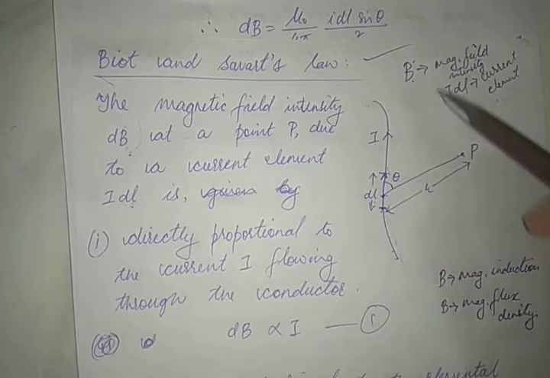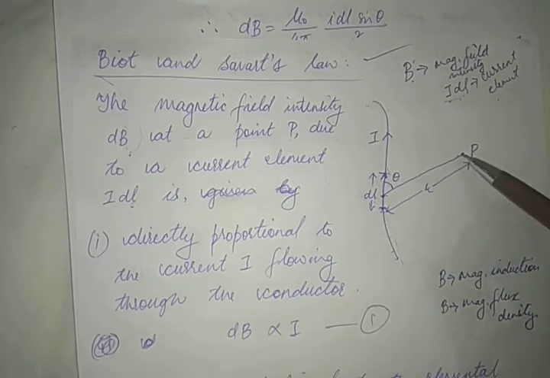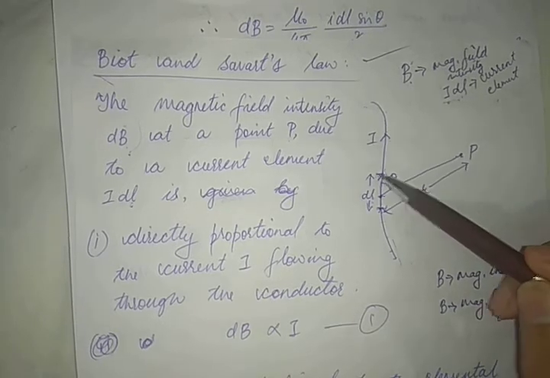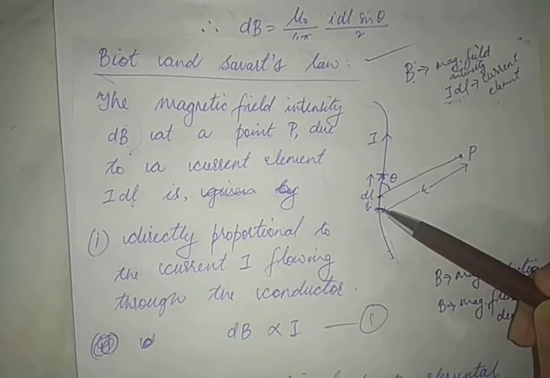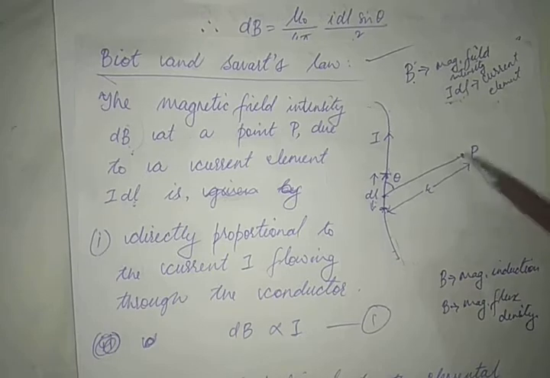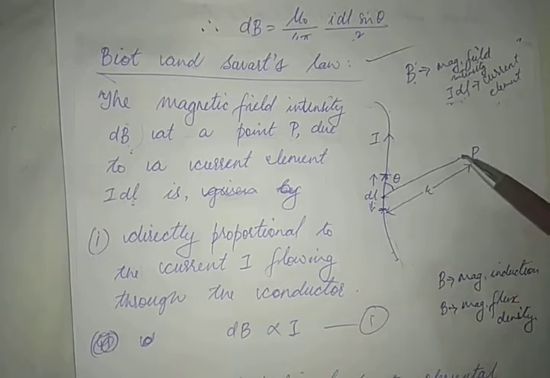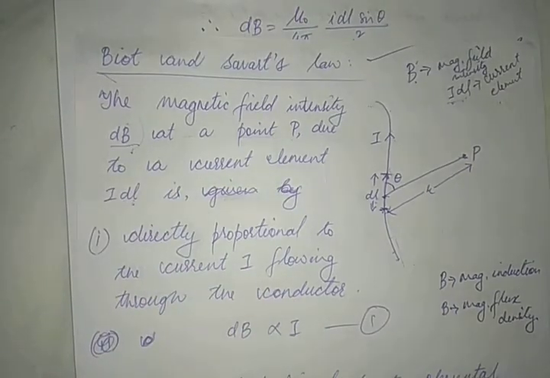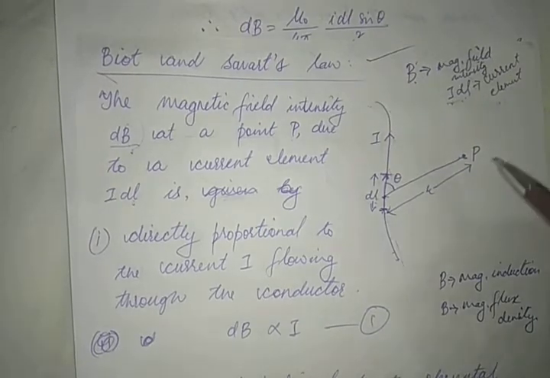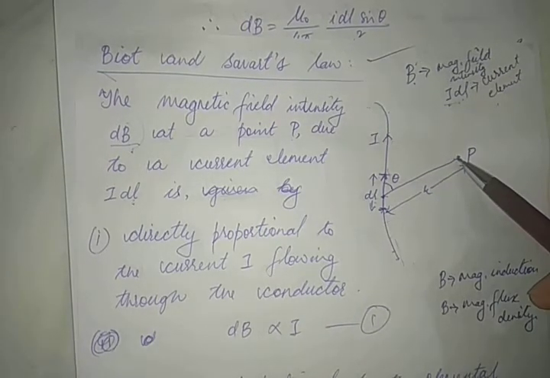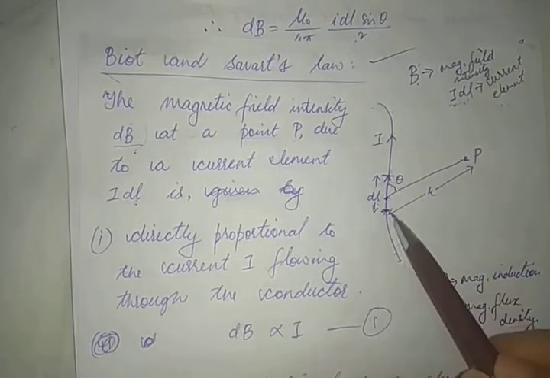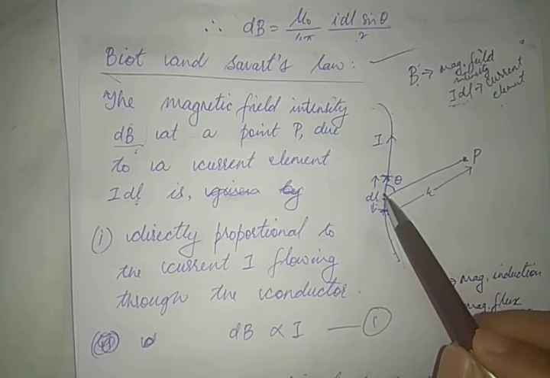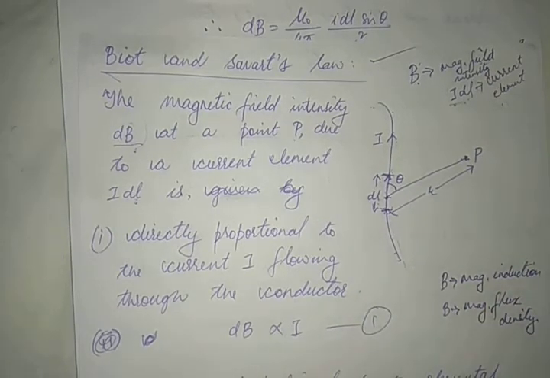So if B is the magnetic field intensity at a point due to current flowing through the whole wire, the magnetic field intensity at point P due to the small current element will be small. That small value of magnetic field intensity is dB. I again repeat, Biot and Savart's law gives you the magnetic field intensity at a certain point due to current flowing through an elemental length dl.